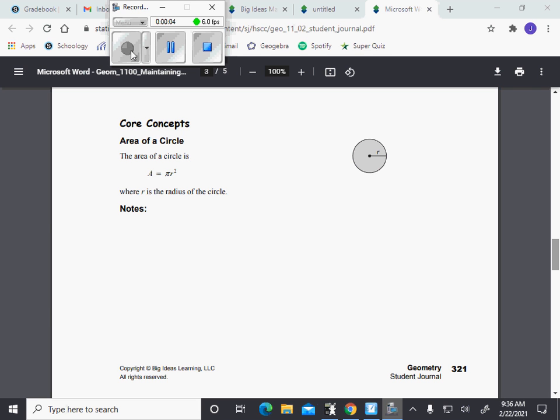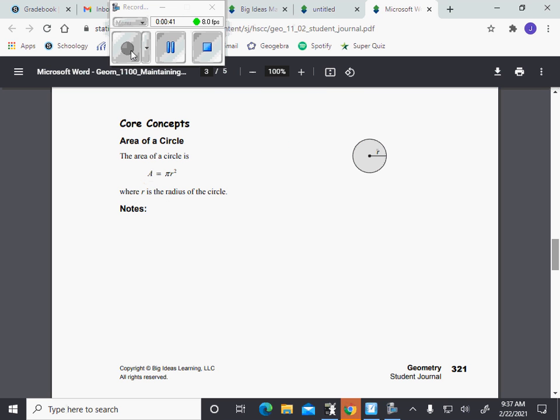All right, 11.2, we are talking about the area of a circle. To find the area of a circle, the formula is A, area, equals pi times the radius squared. If you don't know this formula, pi times the radius squared, please write it down. Get to know this formula. This is what you will be using in this lesson.